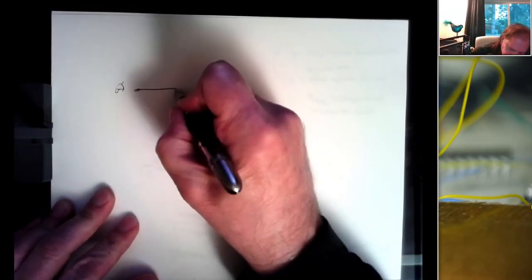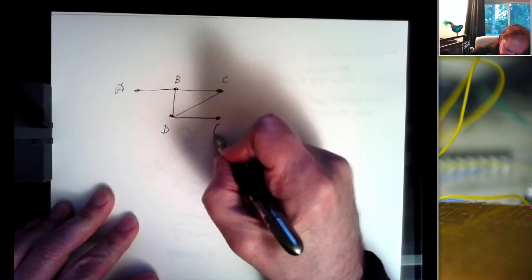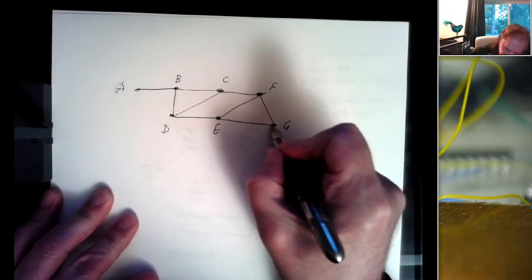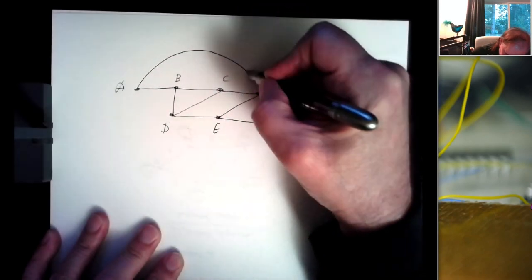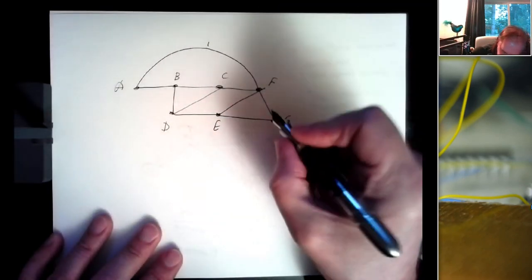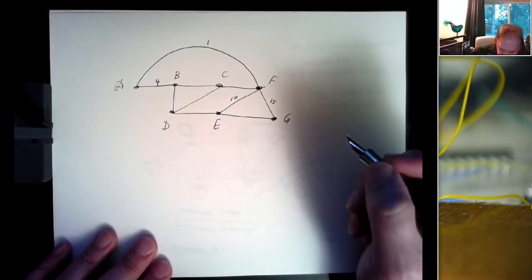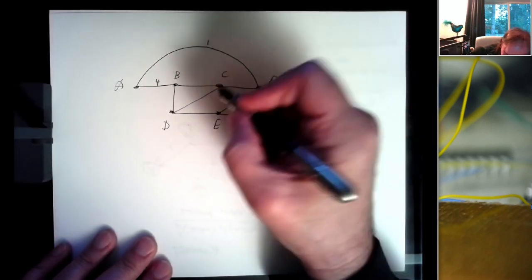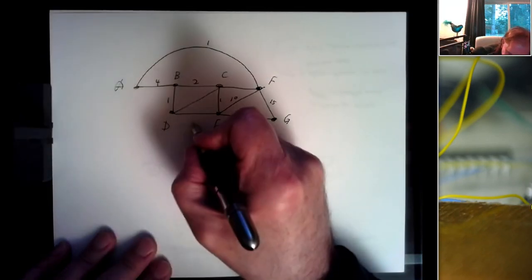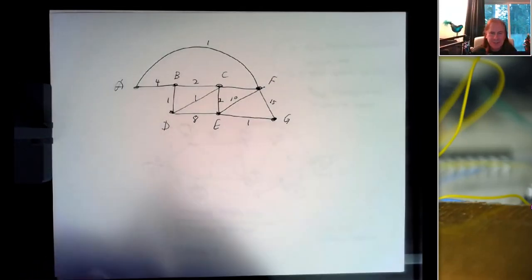So let's start off with A, and B, and C, and D, and E, and let's try to find the shortest distance from A to G. So I'll put in some distances here. Let's say this is a 1, and this is a 15, and this is a 10, and this is a 4. Throw an edge in there, and this is 1 and 2. Alright, so that might be an interesting graph.